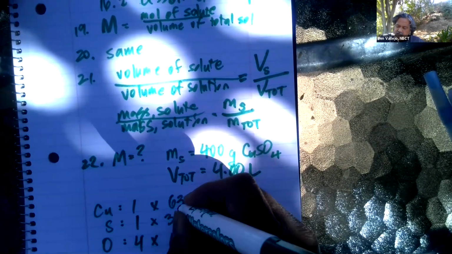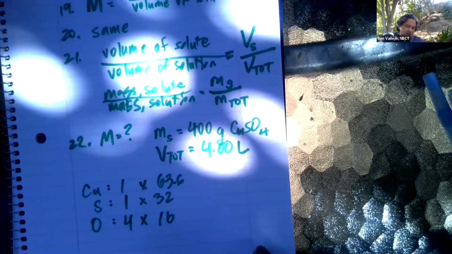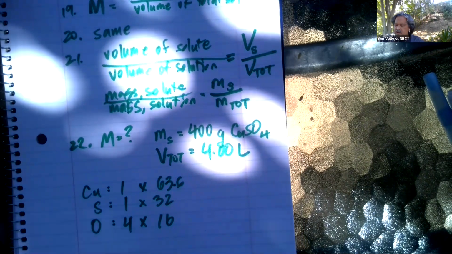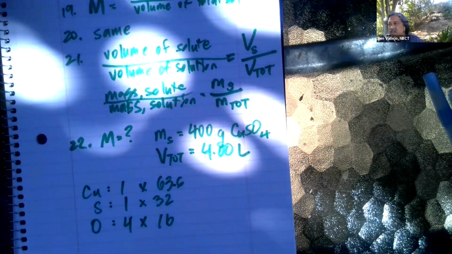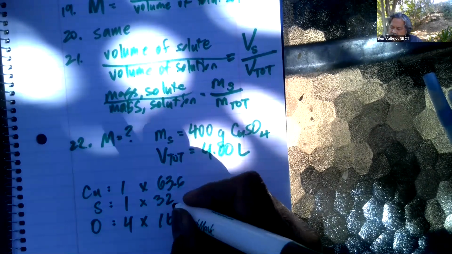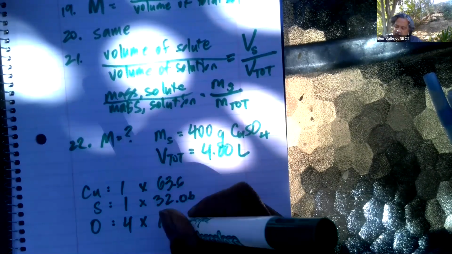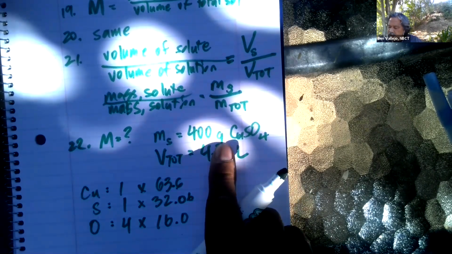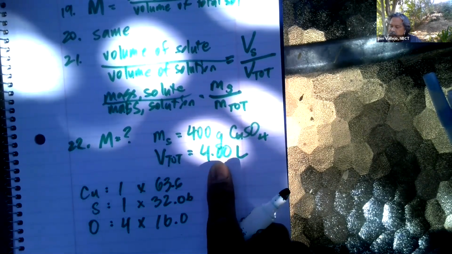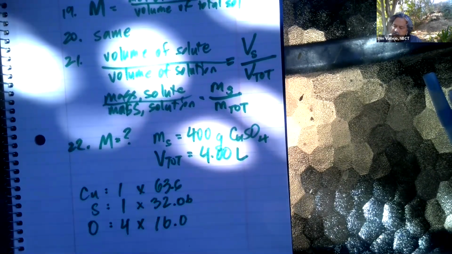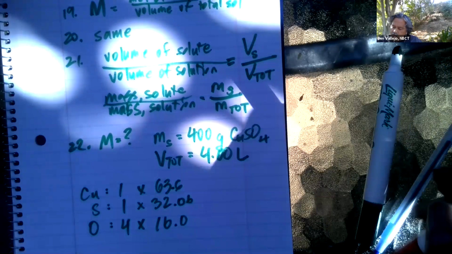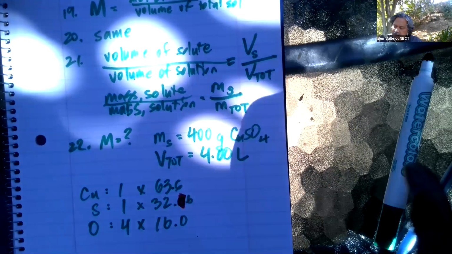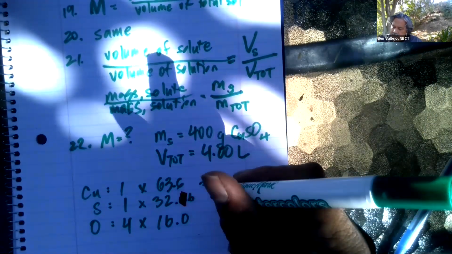Times 63.6. So to work that out, sulfur is 32.06, and oxygen 16.0. Oh, you know what? It's a good thing I did that because this is 3 sig fig. This is 3 sig fig. So we really should go to 3 sig fig here. So we'll make that 32.1. Okay. And so when I multiply that all out, I get 63.6.